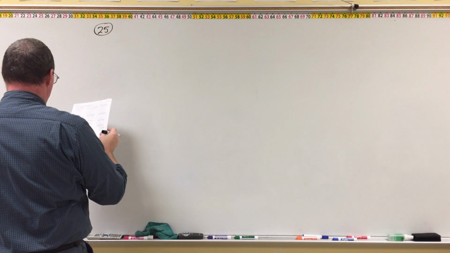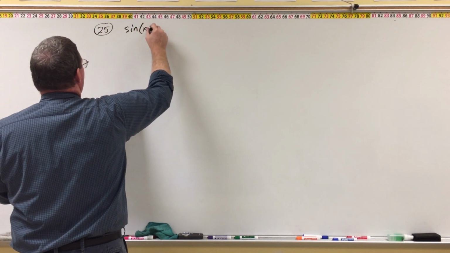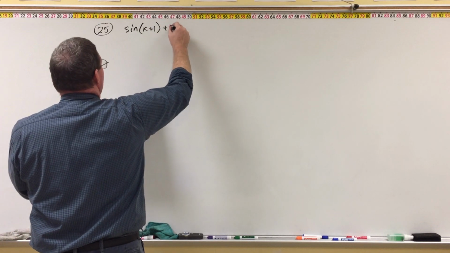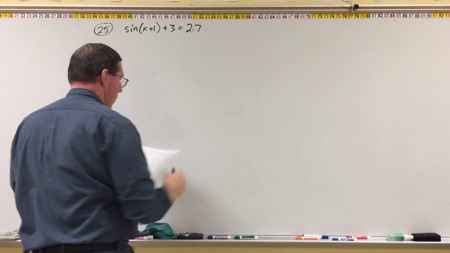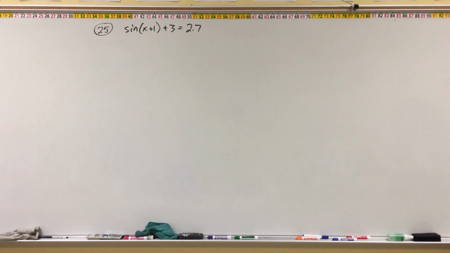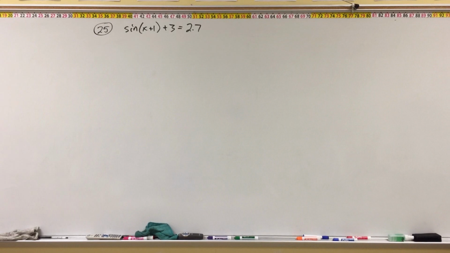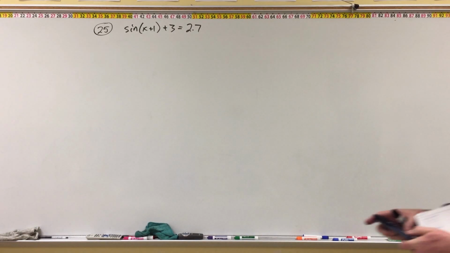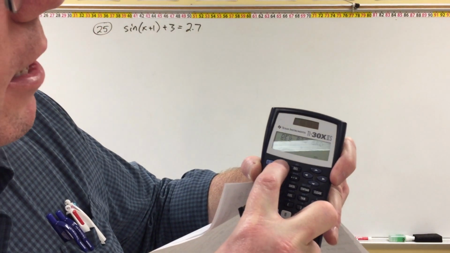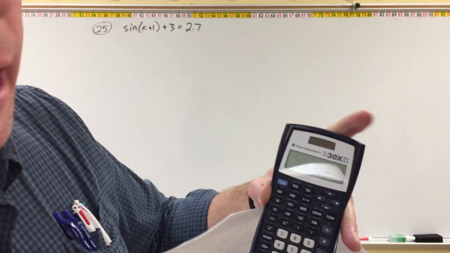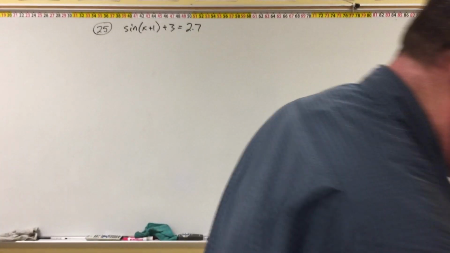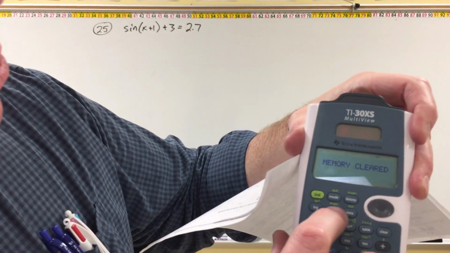Question number 25 says, we got sine of x plus 1, plus 3, is equal to 2.7. All right, I'm going to grab a scientific calculator over here. Make sure that it says on here, be sure your calculator is set to radians. You can ask me while you're taking the test, hey, Mr. Ryan, can you help me set my calculator to radian mode? And I will. If your calculator has been cleared, you have to go to this DRG button right here, hit it, move over to rad and hit enter, and now you're in radian mode.